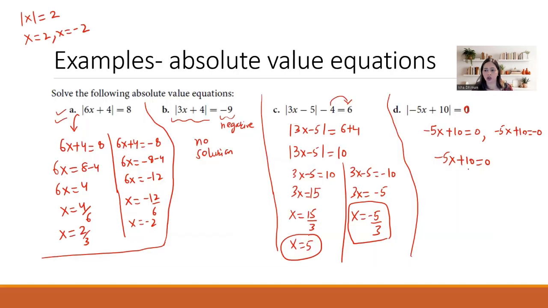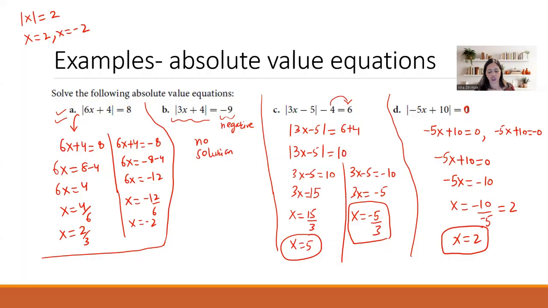So when you solve this equation, subtract 10, divide by minus 5, you'll get 2. So x equals 2 is the only solution of this equation. So that was all about the absolute value equations. These are the types you can get. So that's the end of the types of equations we have.